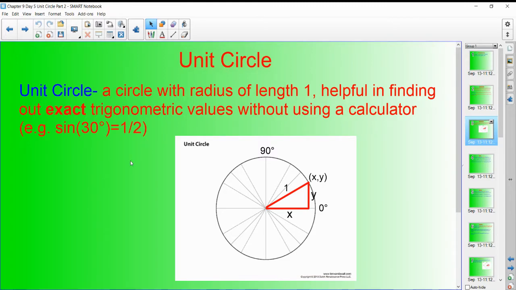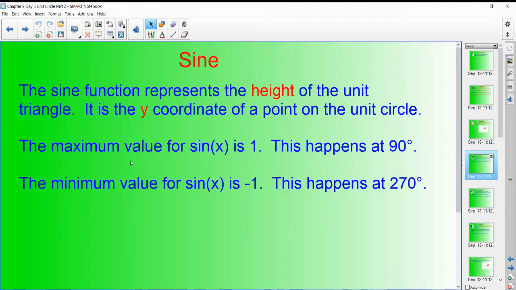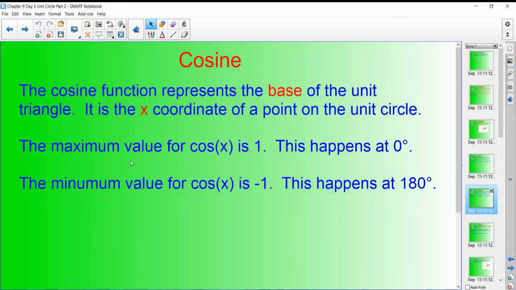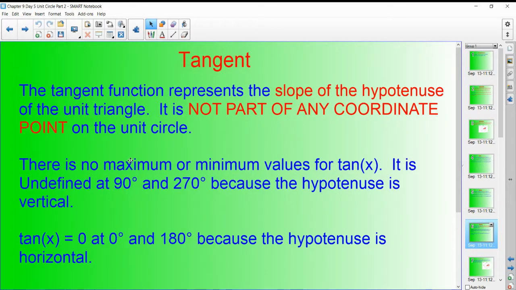Now, as a quick reminder, the sine value is the height. It's the y-coordinate. The cosine value is the base. It's the x-coordinate. We've got to think about where it is positive, where it is negative. And we remember that the tangent is not any part of any coordinate. It's the slope, which we can find by rise over run, or sine divided by cosine. We'll deal with tangent later on.